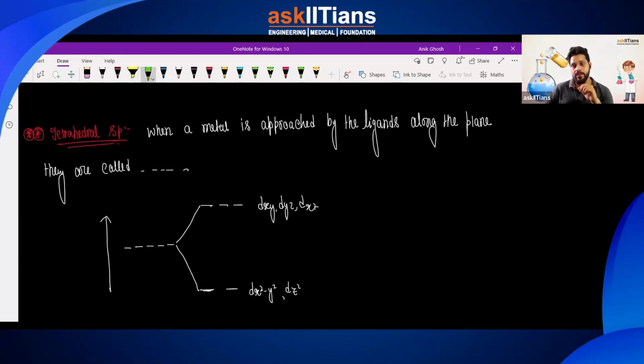The upper ones are called t2, the lower ones are called e. Now, this particular splitting is for the tetrahedral complex, so we call it delta T. Octahedral is delta O, this is delta T. The relationship is still going to be the same. Make sure the total stabilization and destabilization values are the same; they have to compensate each other. The destabilization value is 0.4 delta T for each of the orbitals, and the stabilization is 0.6 delta T. So you can add them up. There is a minus sign because it is stabilizing.